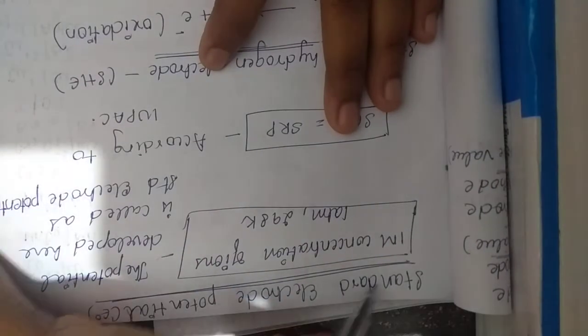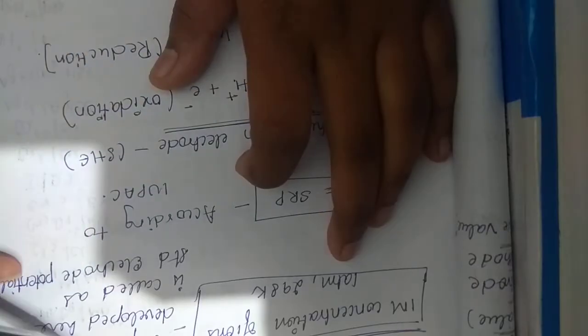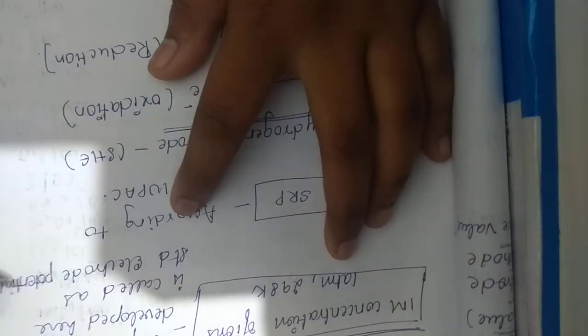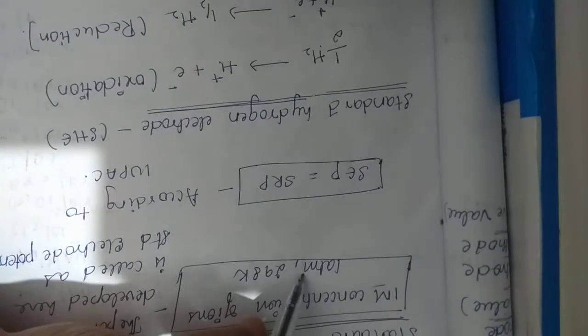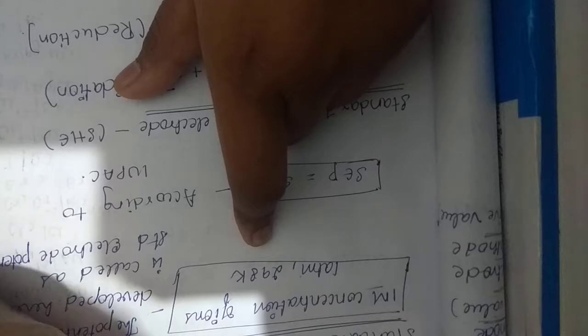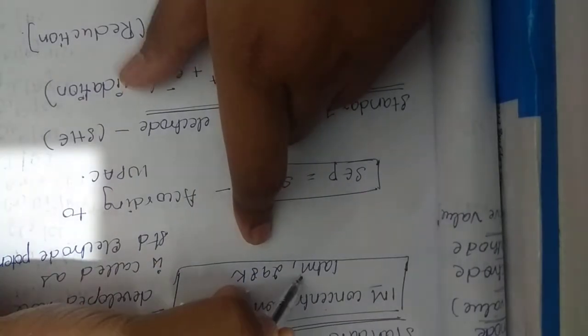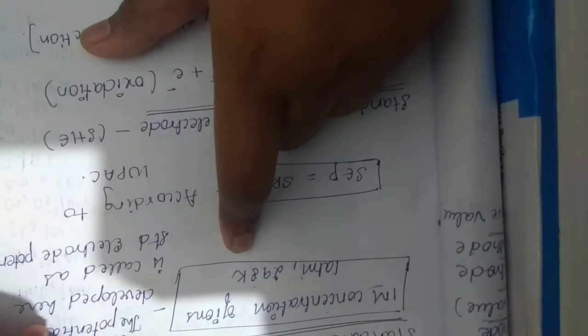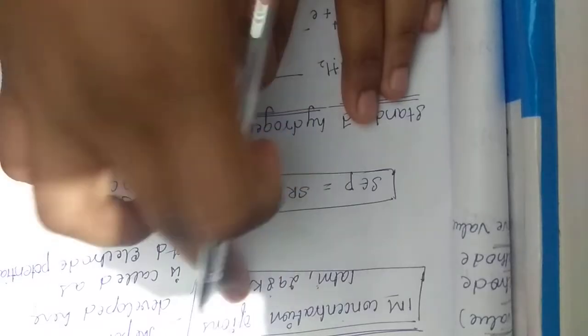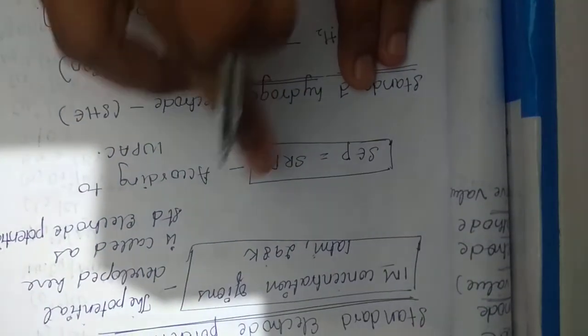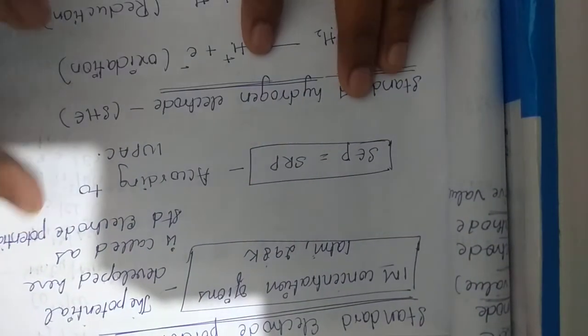Now what is standard electrode potential? The potential developed here is called the standard electrode potential. What is the situation here? Where you have 1 molar concentration of the ions at 1 atmosphere and 298 Kelvin, the potential developed here is called the standard electrode potential. Okay, in this situation, whatever potential is developed is called the standard electrode potential. And now let's see the next point.